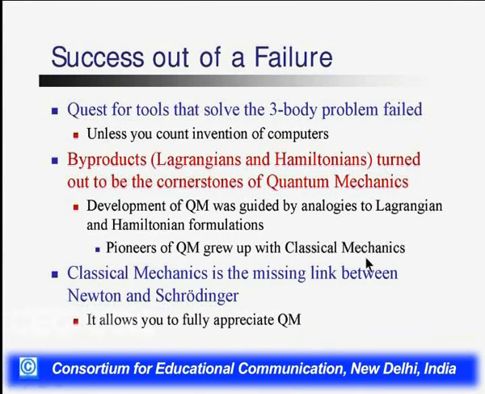The development of quantum mechanics was guided by analogies to the Lagrangian and Hamiltonian formulations. Then quantum mechanics grew up with classical mechanics. It means classical mechanics generated quantum mechanics. Classical mechanics is the missing link between Newton and Schrödinger, which was explained by quantum mechanics.